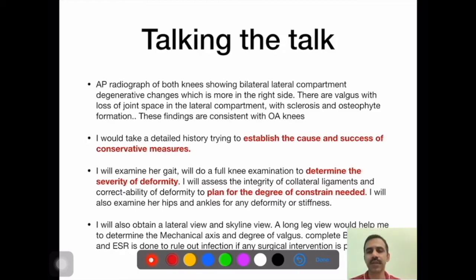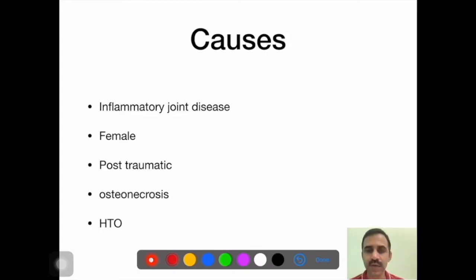Complete blood count, C-reactive protein, and ESR are done to rule out infection if any surgical intervention is planned. The causes of the valgus could be an inflammatory joint disease. It is more common in females, can be post-traumatic, osteonecrosis may be a cause, and high tibial osteotomy could be another cause.